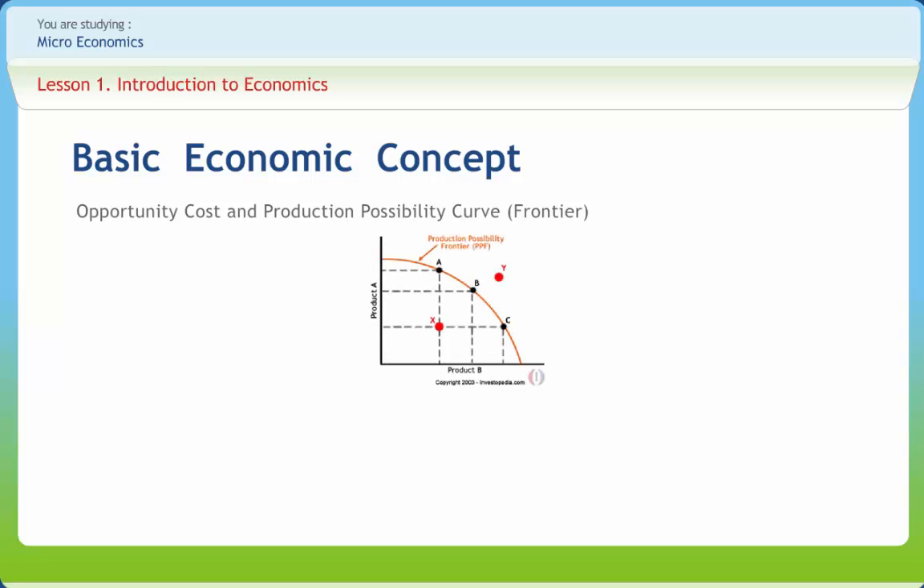Let's look at the chart on the slide. Imagine an economy that can produce only wine and cotton. According to the PPF, points A, B, and C, all appearing on the curve, represent the most efficient use of resources by the economy. Point X represents an inefficient use of resources, while point Y represents the goals that the economy cannot attain with its present levels of resources.